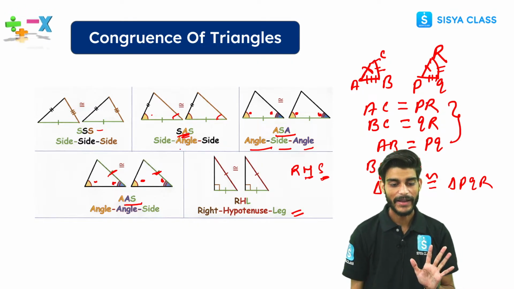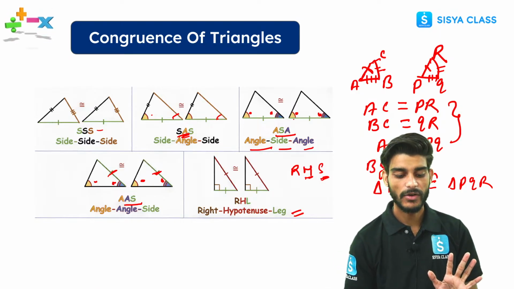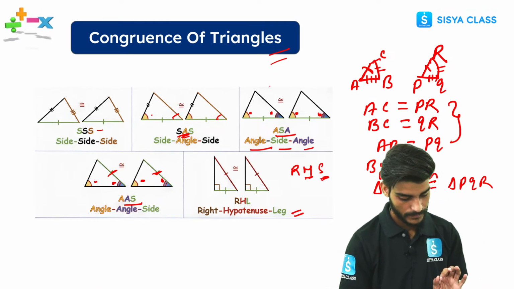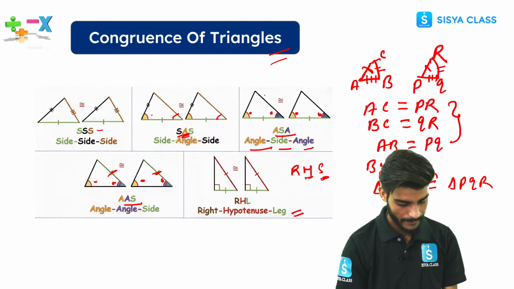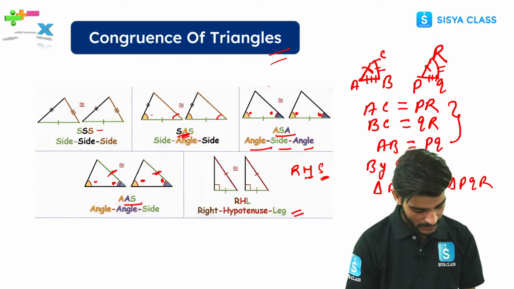Clear? So these 5 conditions for congruence of triangles are clear to you? Yes or no? Clear? Shall I move to the next topic now?